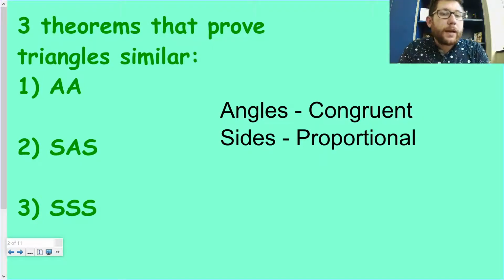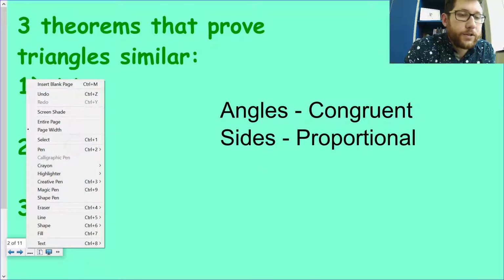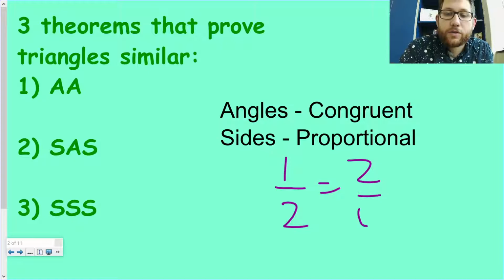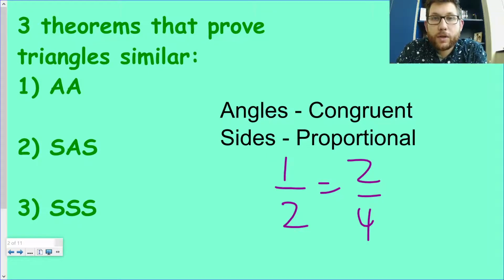The first way is that there's only three theorems we need to know: angle-angle, side-angle-side, and side-side-side. So that's the first way. The second way that it's different is that when we talk about proving things similar, when we say side-angle-side, we don't mean two sides congruent to each other. We mean sides that are proportional. Remember, a proportion is when we get two ratios and we set them equal to each other. So for example, 1/2 and 2/4 are equal to each other.